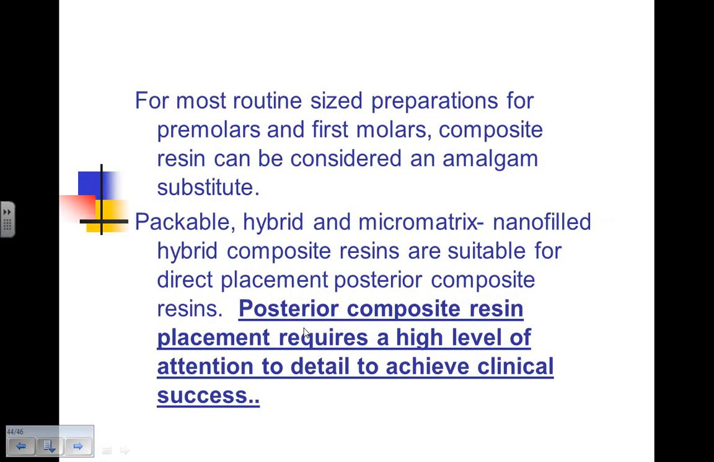For most routine-sized preparations, premolars, first molars, composite resin can be considered an amalgam substitute. We can use packable hybrid or micromatrix nanohybrid, nanofilled hybrid composites. Posterior composites, as you can see, require a high level of attention to detail to achieve clinical success. The number of steps, the timing of the steps, the isolation of the teeth for placement of the composite.